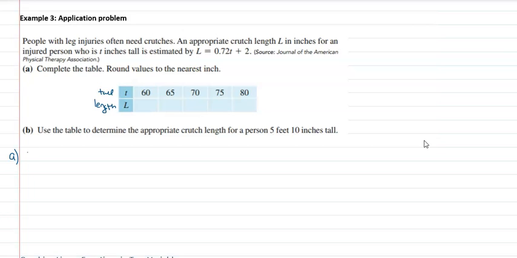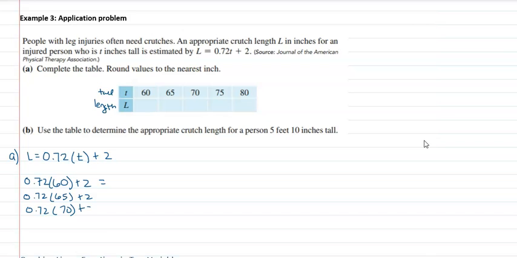All right, so the equation, which I'm only going to write down one time down here, and then we're just going to fill it in over and over again. L equals 0.72 times t plus 2. Okay, so that's going to give us the length. All right, so for 60, I've got 0.72, and you're going to need your calculator, times 60 plus 2. 0.72 times 65 plus 2. 0.72 times 70 plus 2.